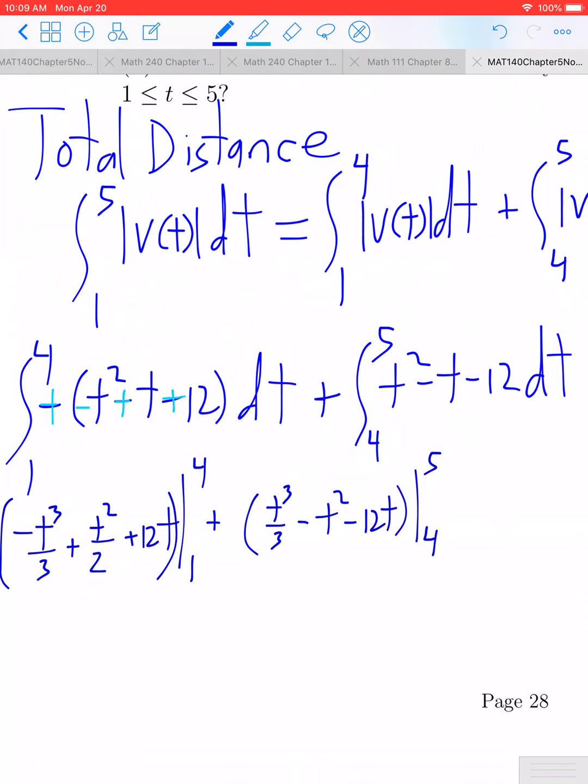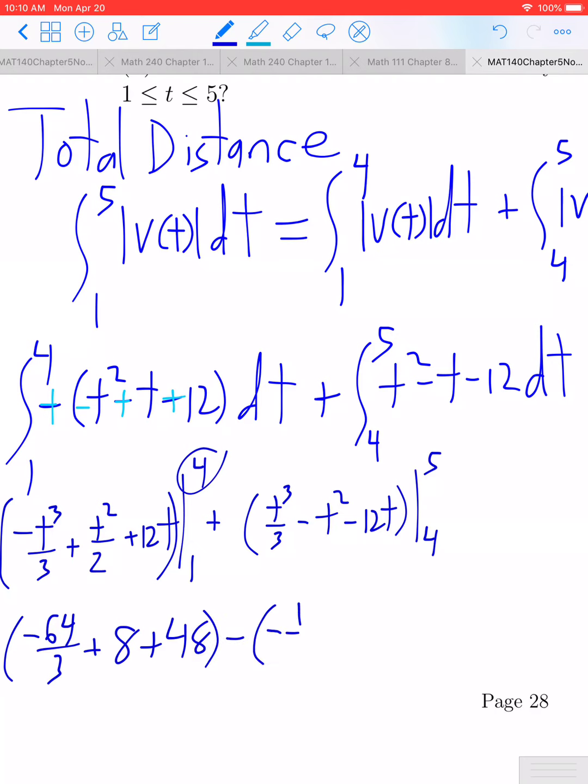We go ahead and substitute everything in, so we need to plug in the upper limit of integration first. And just to save some time, I'm going to do some of these intermediary steps along the way. When we plug in the upper limit of integration, I plug in 4. We're going to get 4 cubed is 64, so that's negative 64 over 3. 4 squared is 16, divided by 2 would be 8. 12 times 4 is 48. Subtract the lower limit of integration. Should give you a negative 1/3 plus 1/2 plus 12.